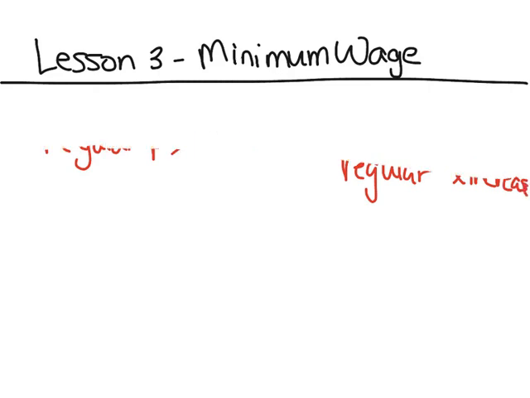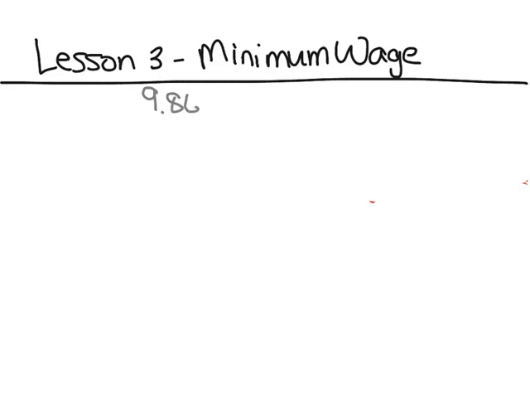So, example 2. Laura has a job in a warehouse and she is paid $9.86 per hour. She works for 8 hours a day, 5 days a week. And she's working on a holiday, and her overtime rate is time and a half. So what is Laura's gross earnings for the holiday?